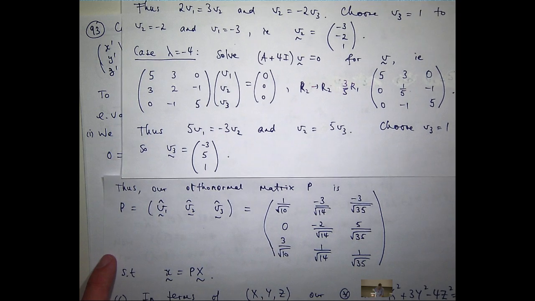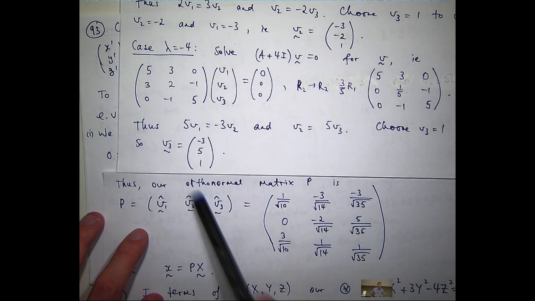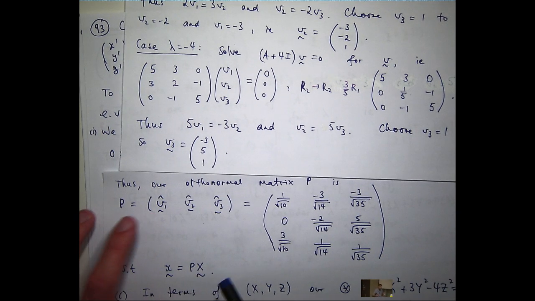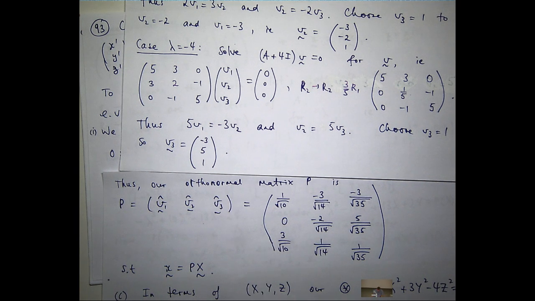I haven't spent any time on the normalization. I've just sort of written it down. So the length of the v1 vector is going to be root 10. The length of the v2 vector is going to be root 14, and the length of v3 is going to be root 35. So you divide by those lengths. Oh, a lot of calculations. So that is your orthonormal matrix P.